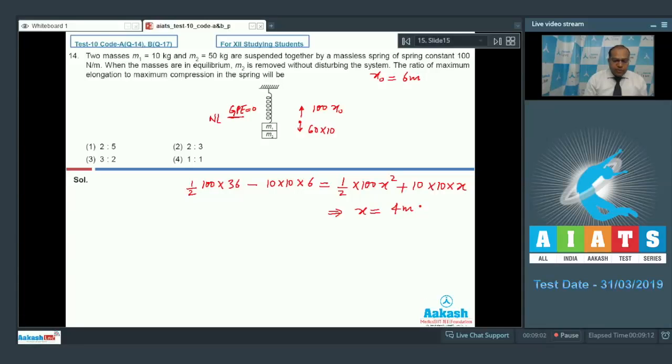So now the required ratio is maximum elongation, that is 6 meter, and the maximum compression, that is 4. So it comes out to be 3 by 2. So option 3 is the correct answer. Let's move to question number 15.